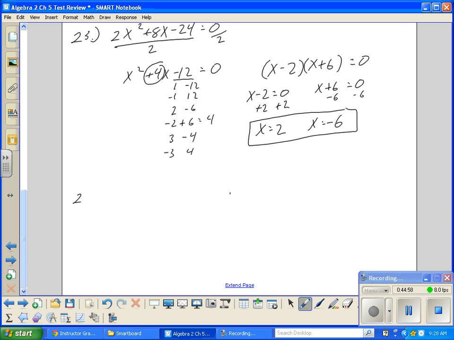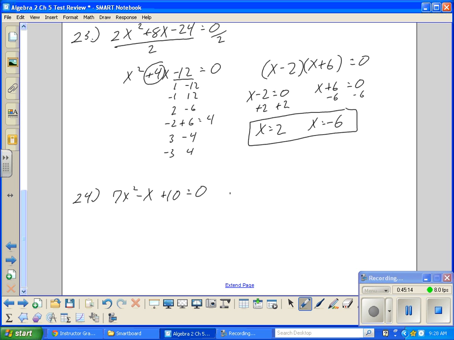So then 24 wants us to find the discriminant of 7x squared minus x plus 10 equals 0. And then what does it tell us about the number and type of solutions?